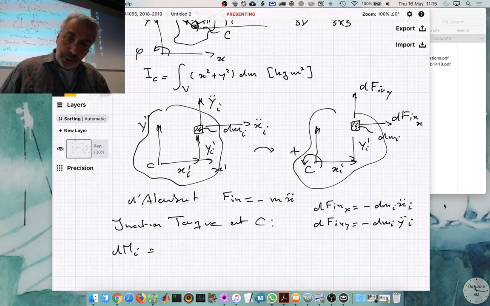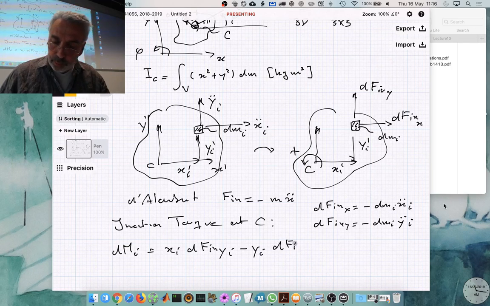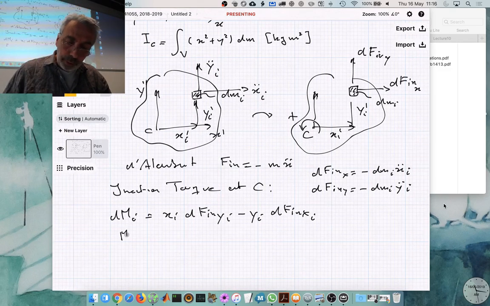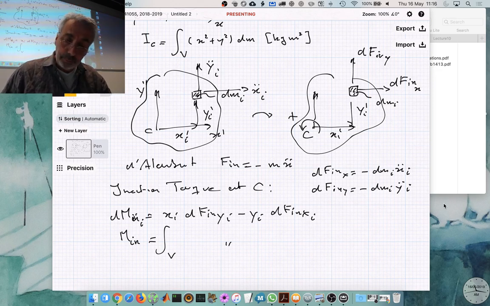So x times the y force, and that's plus, so that's xi df inertia y from the i part of the mass. And then this force times this distance is the other way around. That's negative. So that's minus yi df inertia x. So it's x times the force in the y minus y times the force in the x. And then, of course, the whole inertia torque is the sum of this, or the integral of the thing over the volume. So just integrate that. That is the trick.